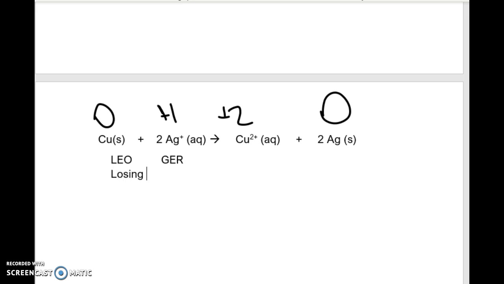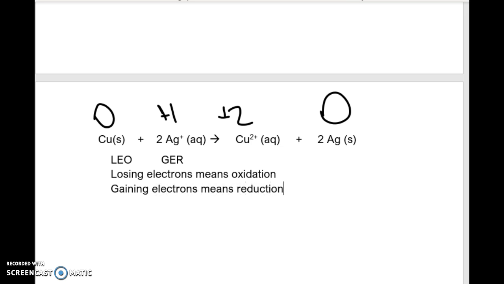This means that losing electrons means oxidation, and then gaining electrons means reduction. Now in this case, the copper went from 0 to +2. So since it became more positive, it means that it lost electrons. So therefore, copper solid is being oxidized.